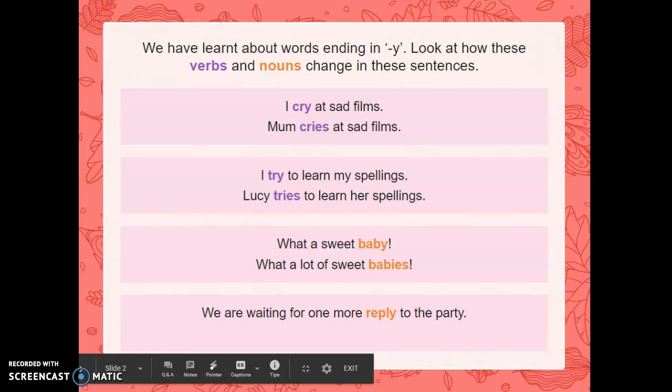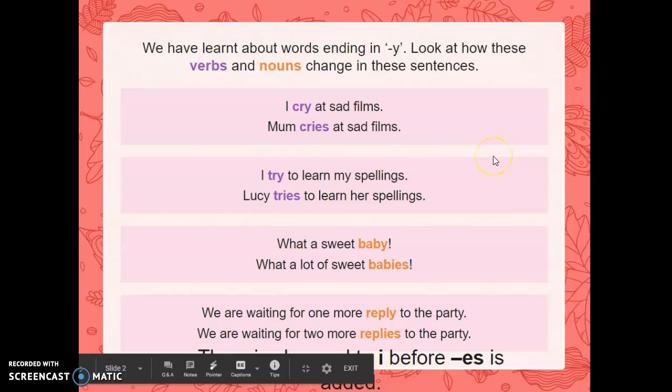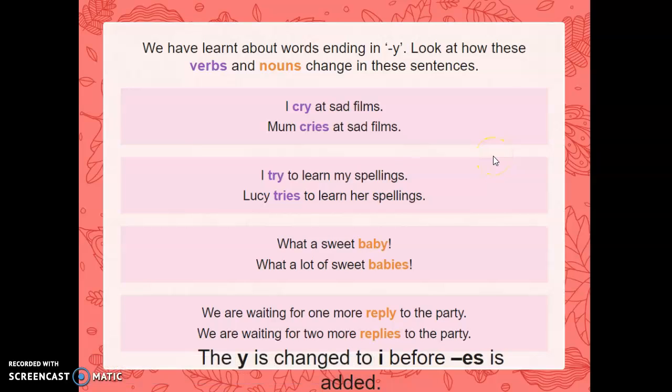And then we're going to have a look at another noun here. So in this sentence, reply is a noun. We are waiting for one more reply to the party. We are waiting for two more replies to the party. So remember that the rule is if the word ends in a consonant and a Y, then the Y is changed to I before ES is added.